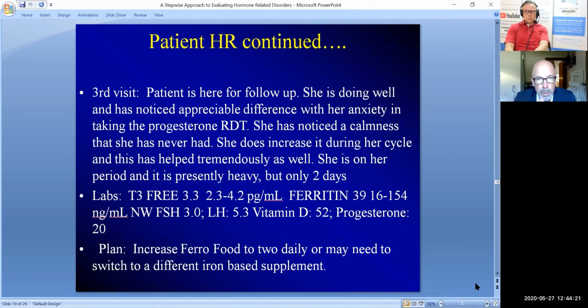Third visit, patient is here for follow-up. She's doing well, has noticed appreciable difference with her anxiety in taking the progesterone, noticed a significant calmness that she's never had. She does increase it during her cycle, and this has helped tremendously as well. She's on her period. It's still heavy, but it's only 2 days during the month.